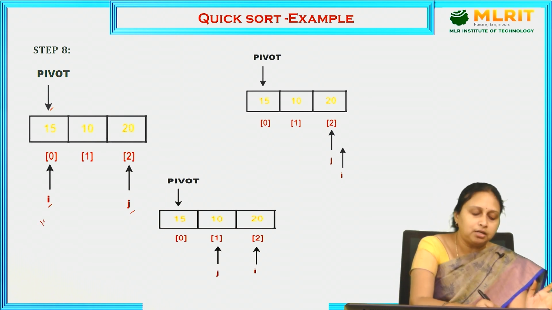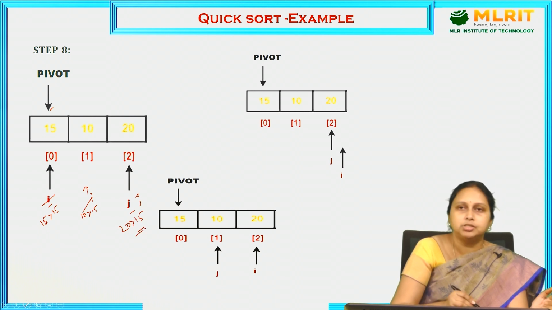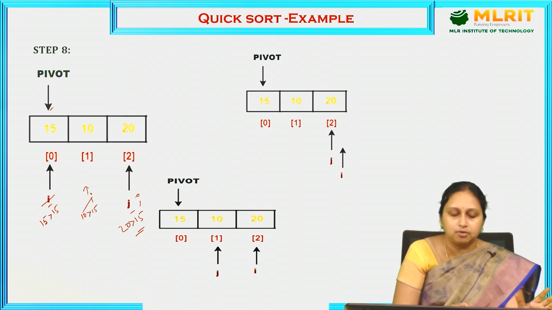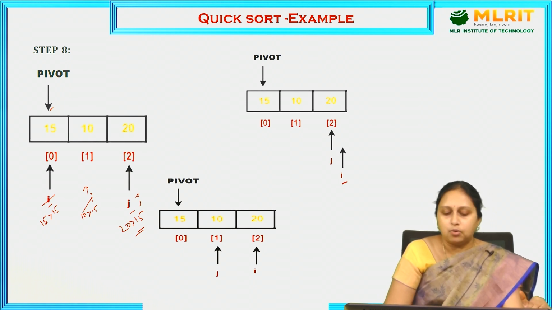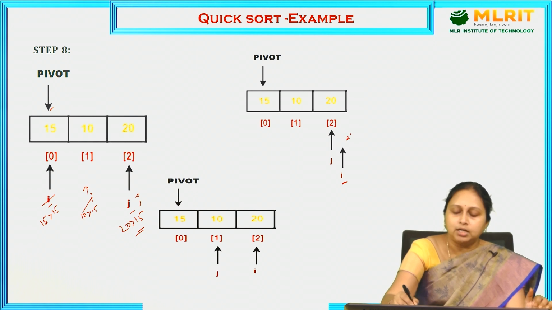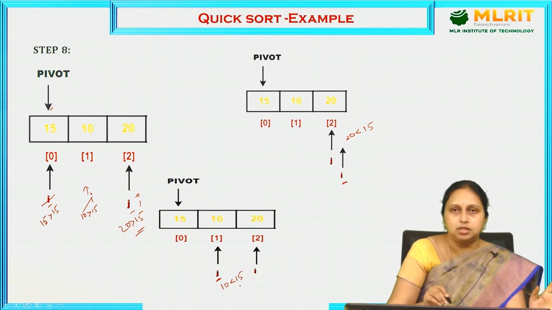Again check: is 15 greater than 15? Condition false, so increment the I value, I comes here. Is 10 greater than 15? Again the condition is false, so I will be incremented, I comes here. Is 20 greater than 15? Yes, the condition is true. Sorry, that condition will terminate, because 20 is greater than 15. Now I is in this position. Now come to the next one from J. Is 20 less than 15? No. So J will be decremented, J comes to this position. Is 10 less than 15? Yes, here it stops.